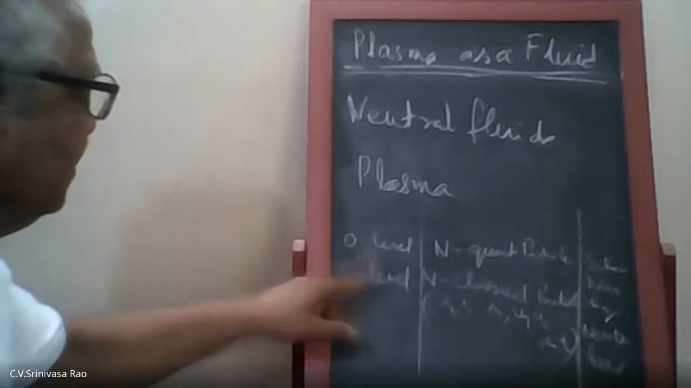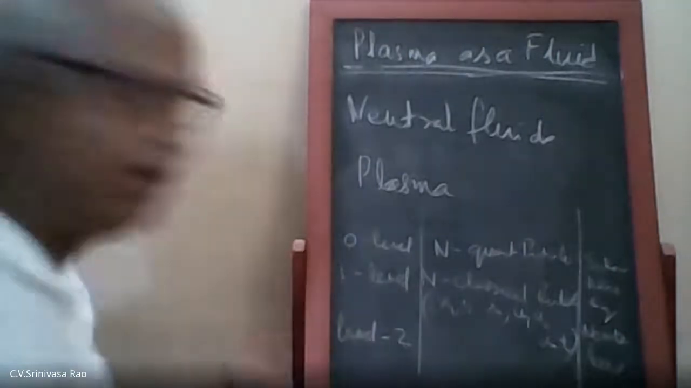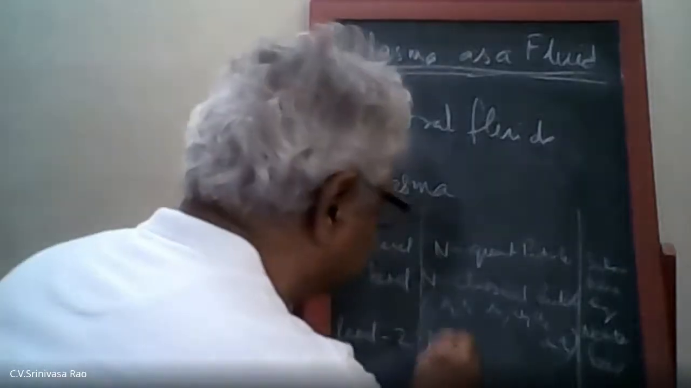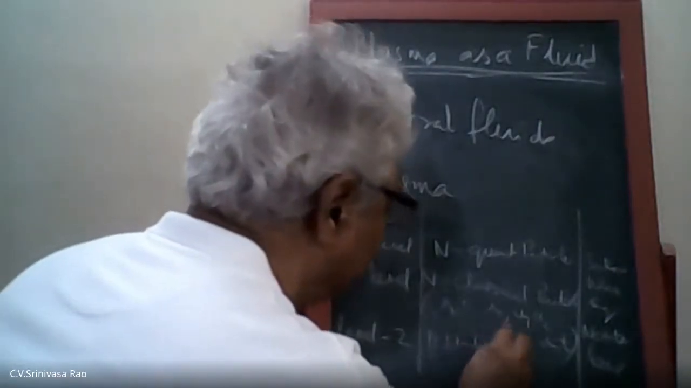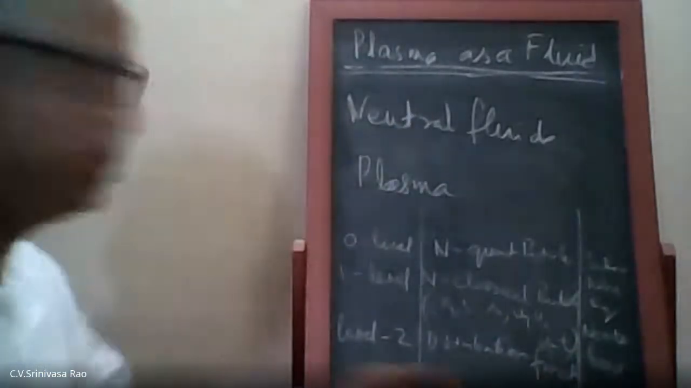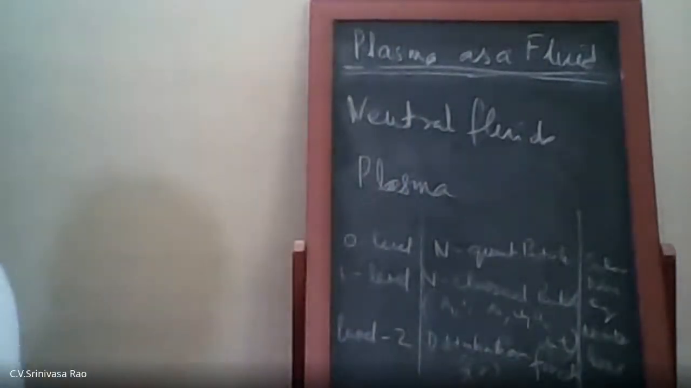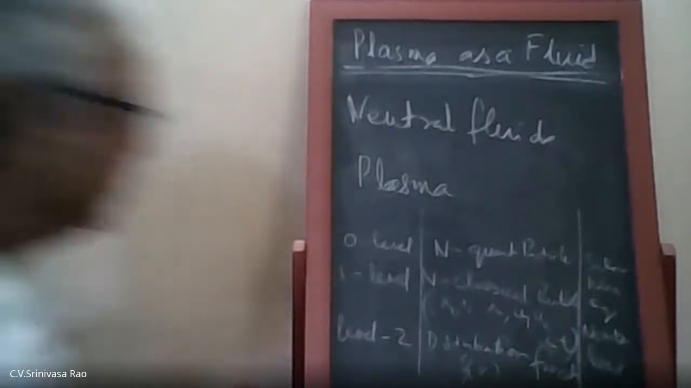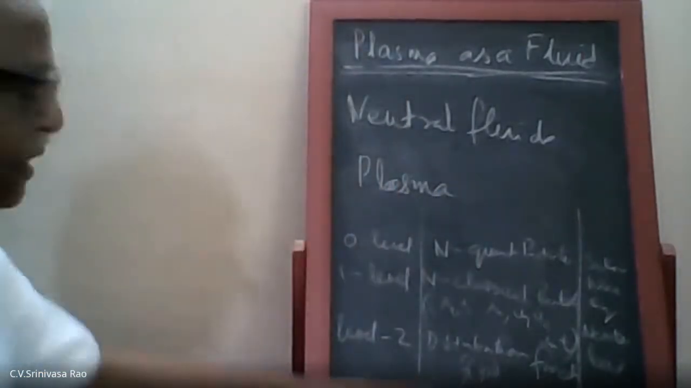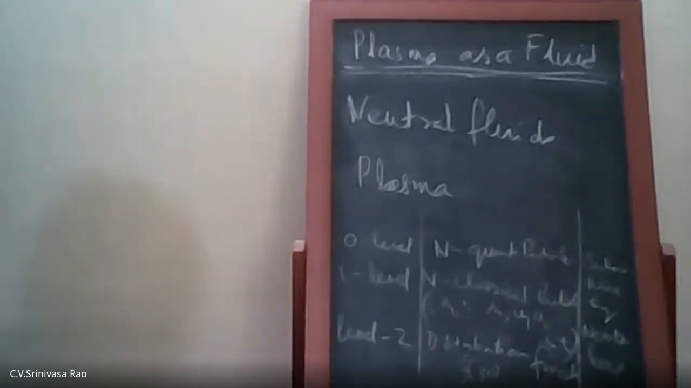So this is level 2. Now level 1. So level 2 we can describe through distribution function. Distribution function, which is basically given as f of v. So it's basically velocity, coordinates, and time. So they are the distribution function. Now this will lead to Boltzmann's equation.